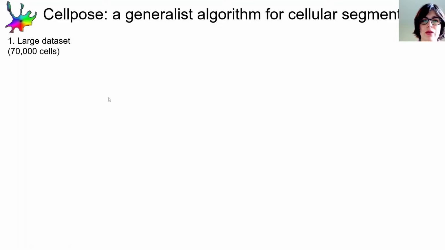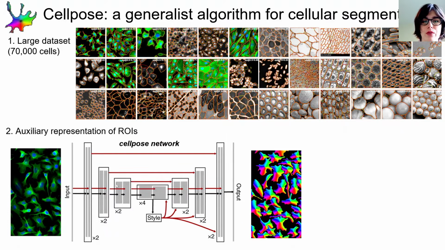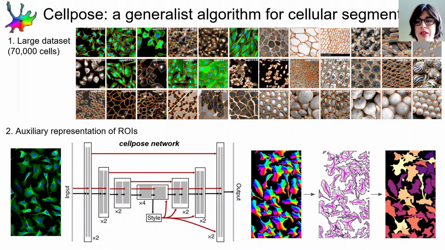The first thing we did was we created a large data set with 70,000 cells. Here are example images from our test set. Additionally, we created an auxiliary representation of these ROIs, of these cell masks. So our Cellpose network, which is a UNet architecture, predicts from the image, each of these cells is represented as this flow representation. And so the network is trained to predict these flow representations, and then post hoc, we run dynamics on the flows that the network predicts, and ultimately return masks for the user to use these ROIs for each of the cells.